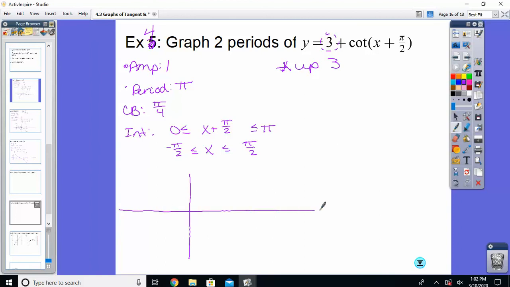I asked for 2 periods. I'm going to do 1 first. We're starting at negative pi over 2. Counting by pi over 4. So negative pi over 2, plus pi over 4 is negative pi over 4. Plus pi over 4 is 0. Plus pi over 4 is pi over 4. Plus pi over 4 is pi over 2.